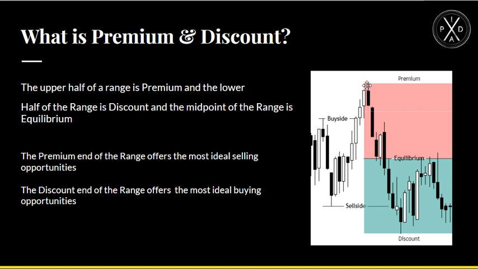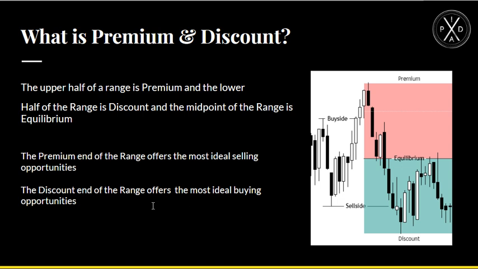So as you can see in this example, we have this dealing range from this high down to this low. And then that upper 50% is going to be your premium range. And then that lower 50% is going to be your discount. And then that midpoint right there is going to be equilibrium. All right, and then the premium end of the range offers the most ideal selling opportunities. And then the discount end of the range offers the most ideal buying opportunities.